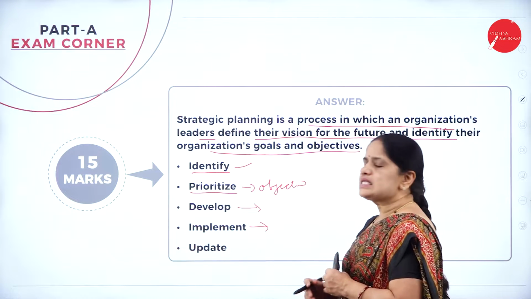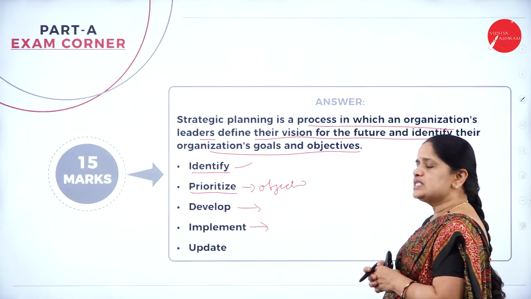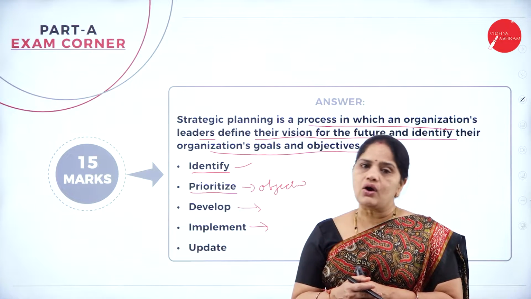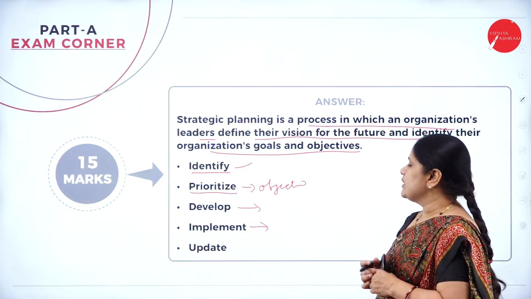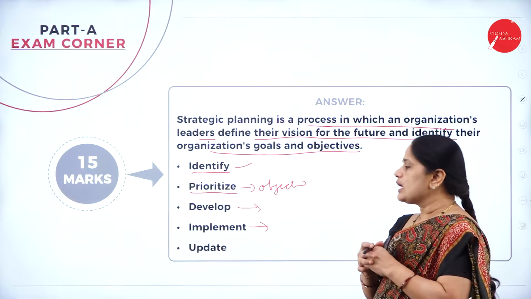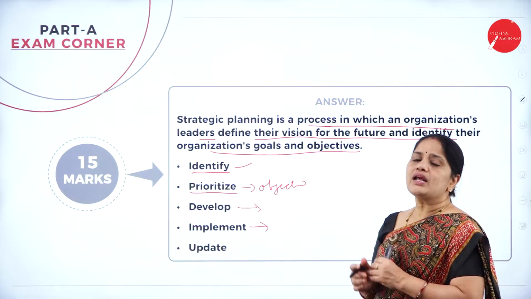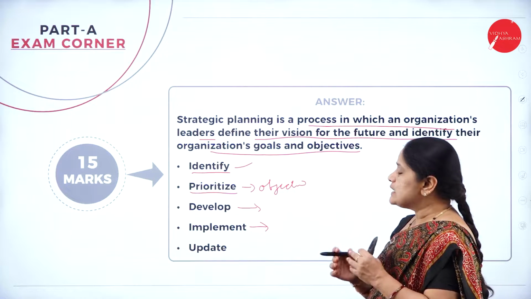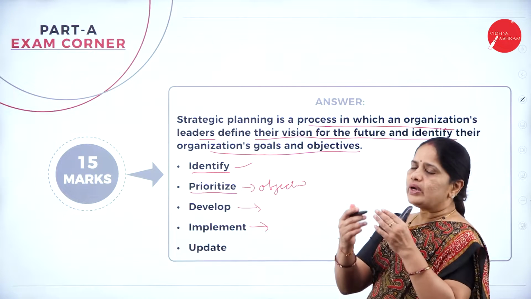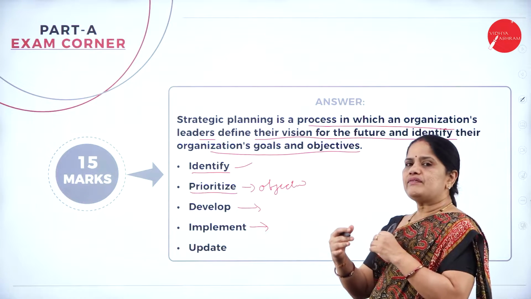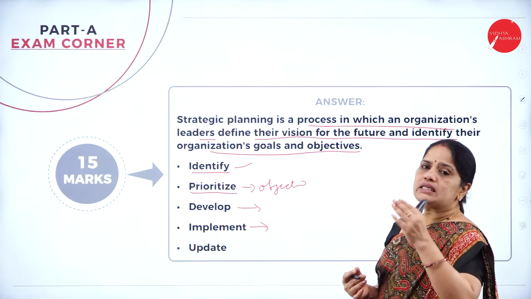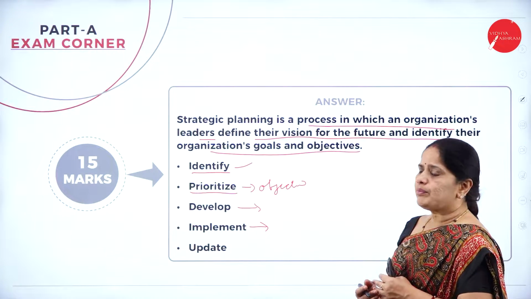Then the next stage is the implementation stage. Once we have formulated the plans for the entire organization, the next stage will be the implementation part. Whatever strategy we have drawn up for the entire organization, we have to see that it is implemented at each of the levels of the organization. Whether it is the top level, middle level, or the lowest level, we have to see that all these plans are implemented properly.